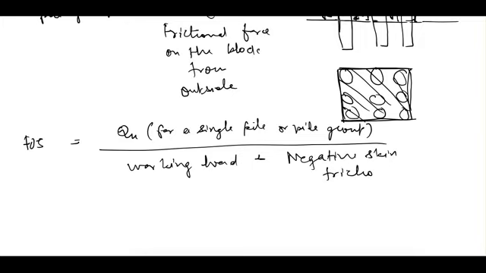If this negative skin friction had not been there, then this term would be QU divided by the working load. But this negative skin friction also acts in the direction of the working load. So now here we are adding it in this term, and that way we can find out the factor of safety.